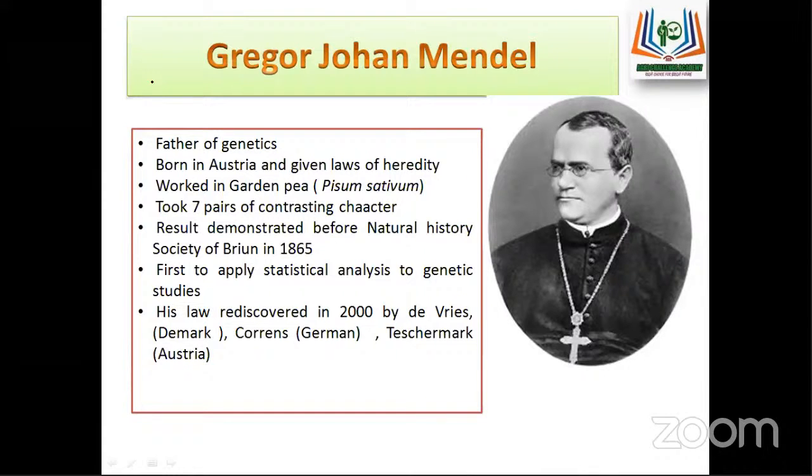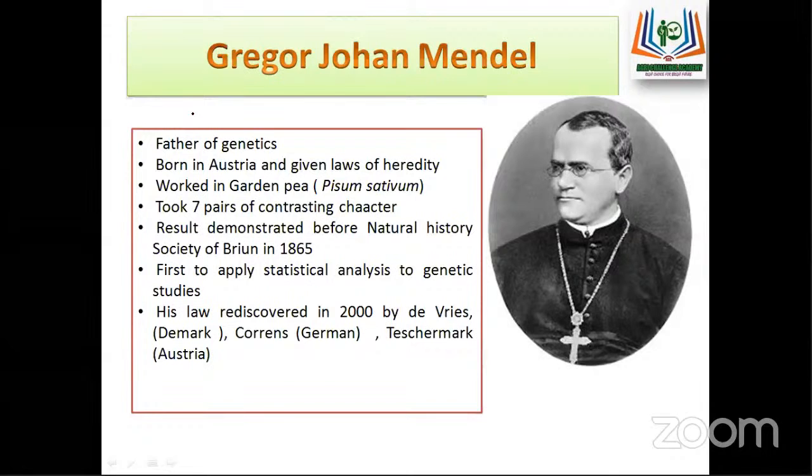First is Mendel's date of birth. Anybody know when Mendel was born? It is 1822. No? So write it down: July 22, 1822. In Wikipedia and some other pages, you may find the date as July 20 also, but the original date is July 22. And he was born in Austria, at Brunn.